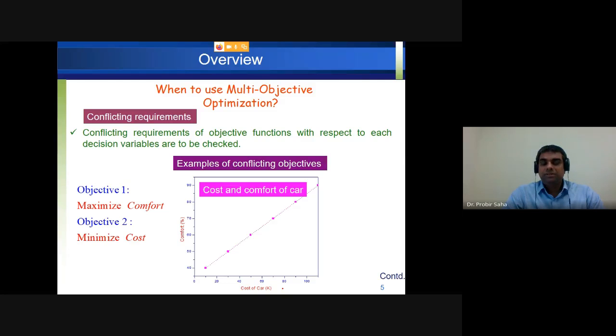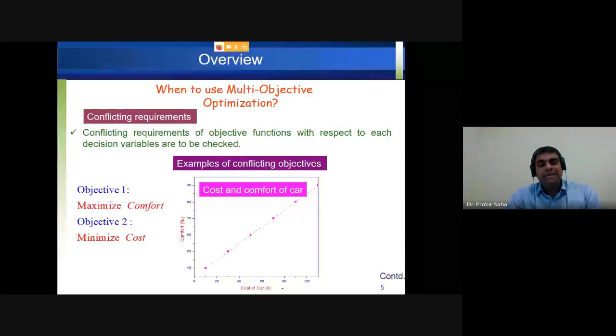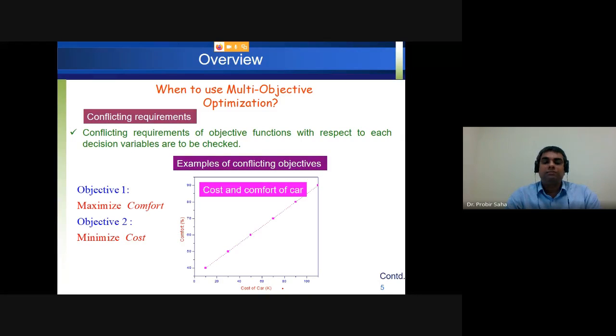But if I ask you one question, as a client or as a customer, what may I expect? I may expect that I will invest a very small amount, but I will get maximum comfort. So you understand these two objectives, cost and comfort, are very conflicting. We have maximization of comfort and minimization of cost. These are very conflicting. The real world does not allow you to do that. You have to invest more to get comfort, right?